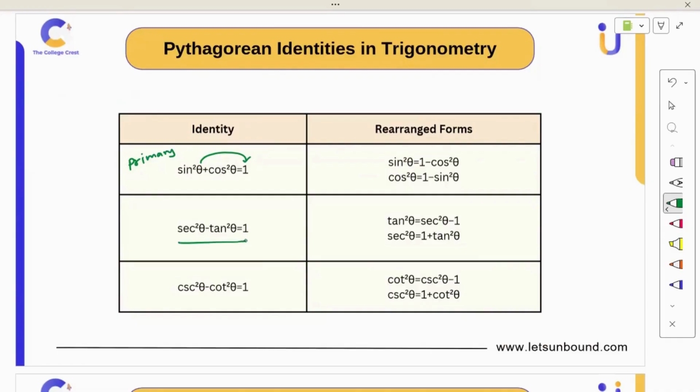Then secant square minus tan square is 1. Secant tan, we have an identity. Cosecant square minus cot square equal to 1. So these are the three identities. So when you find some squared things in your functions, you can apply this, right? For simplifying or for expanding it.